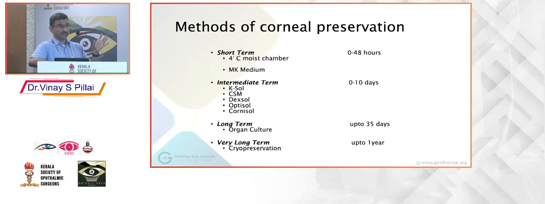Now, one other important point here is to think about the cornea preservation media. I'm not going into the details, just a single slide on various media available. For short term, initially when it is a whole globe, the first thing we do is transfer it into the moist chamber, which probably retains it in refrigeration for up to about 24 to 48 hours.